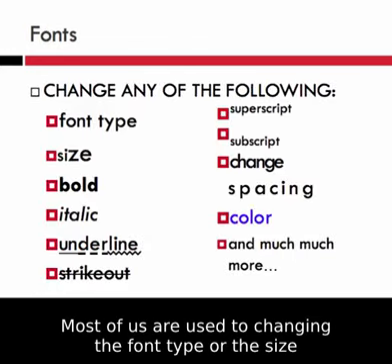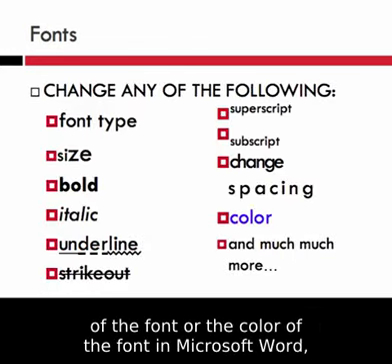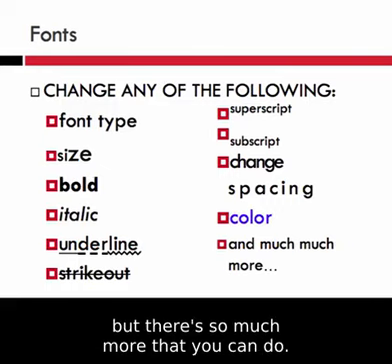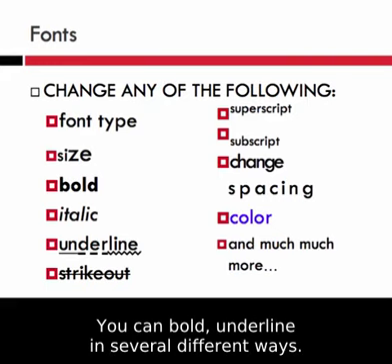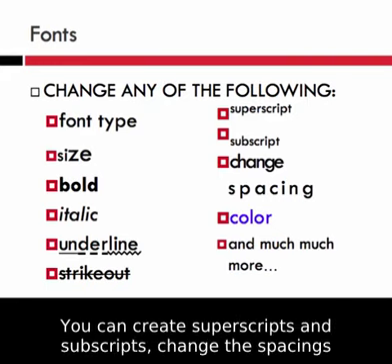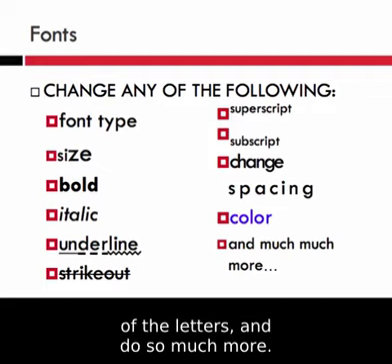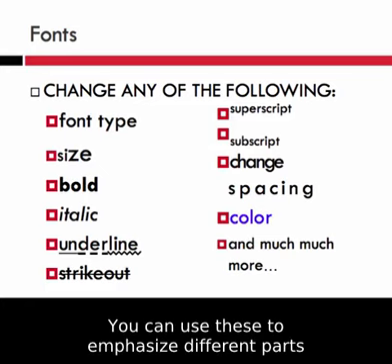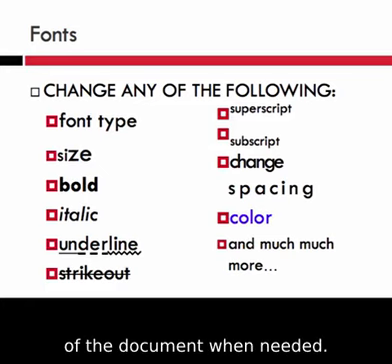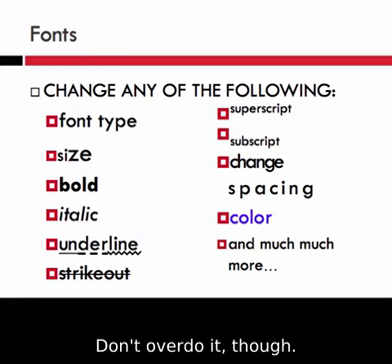Most of us are used to changing the font type or the size of the font or the color of the font in Microsoft Word, but there's so much more that you can do. You can bold, underline in several different ways. You can create superscripts and subscripts, change the spacings of the letters, and do so much more. You can use these to emphasize different parts of the document when needed. Don't overdo it though.